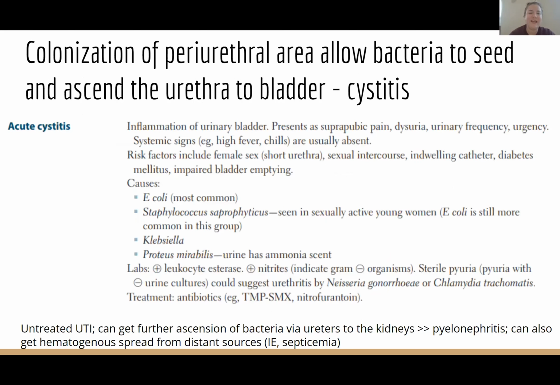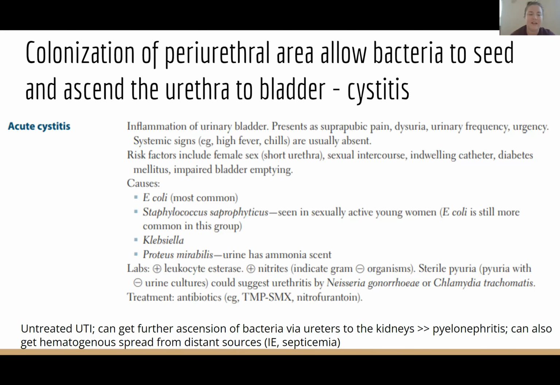So acute cystitis, this is just a UTI essentially. Suprapubic pain, dysuria, frequency, urgency. We talked about the risk factors. We talked about the causes when Brady went over the micro. And then labs: for UTI, I'm pretty sure all of them are going to have positive leukocyte esterase, and then nitrites. You're going to have the gram-negative organisms. They use E. coli a lot.